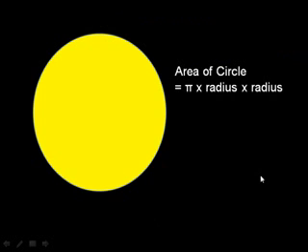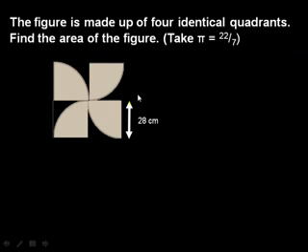Area of a circle. The area of a circle means the space occupied within the circle, and the formula to find area of a circle is pi times radius times radius. The figure is made up of 4 identical quadrants. Find the area of the figure. Take pi to be 22 over 7.